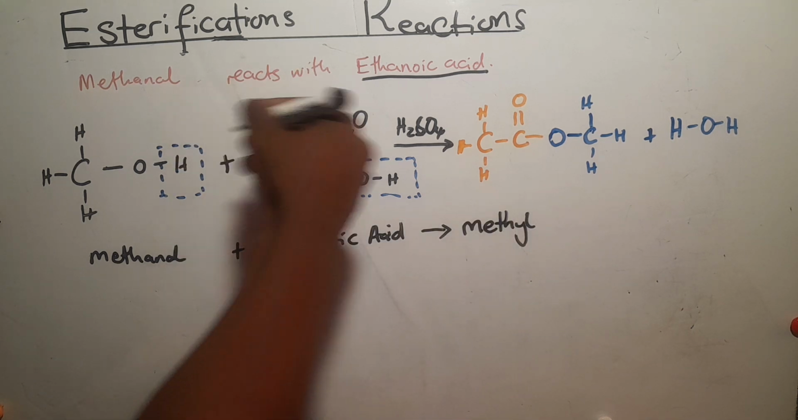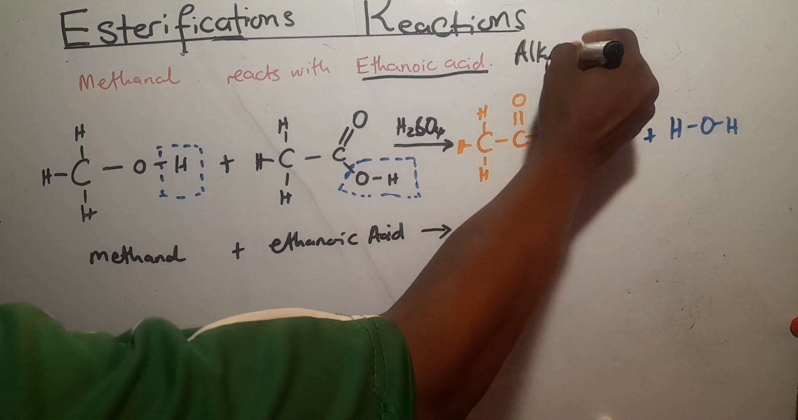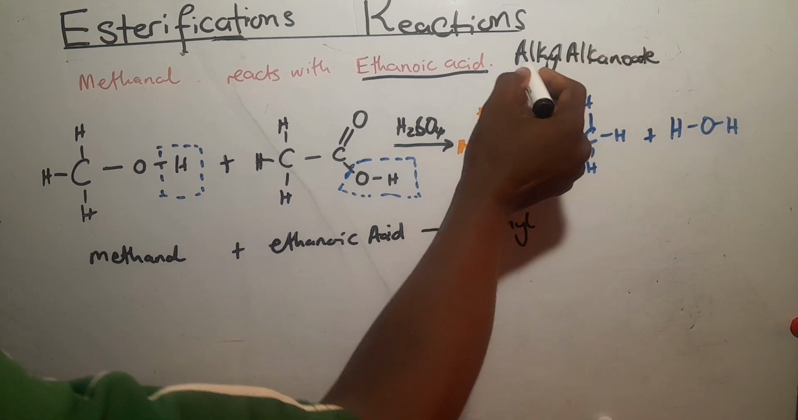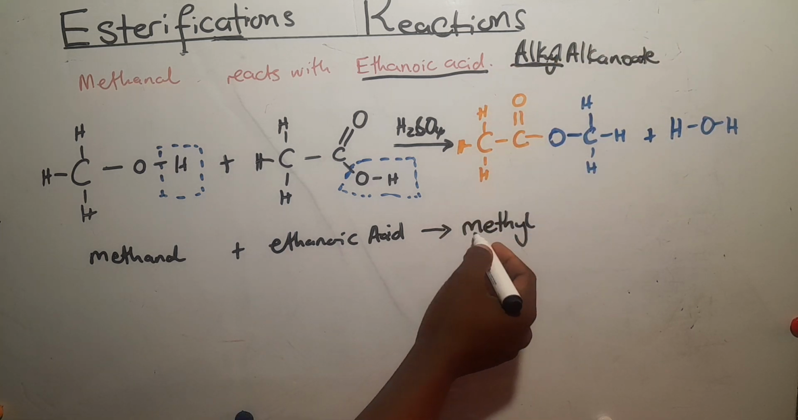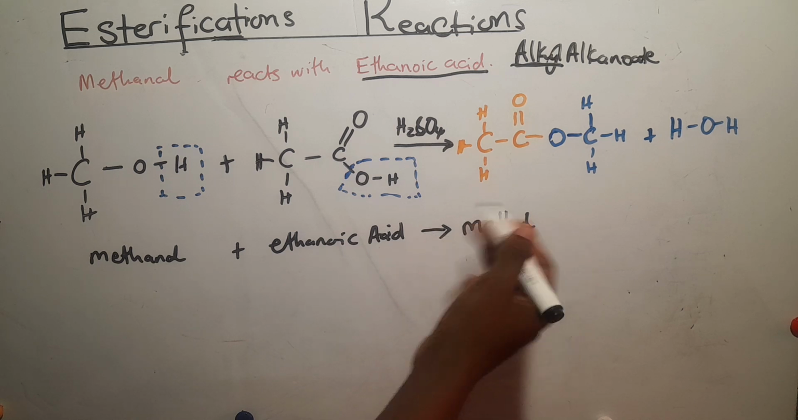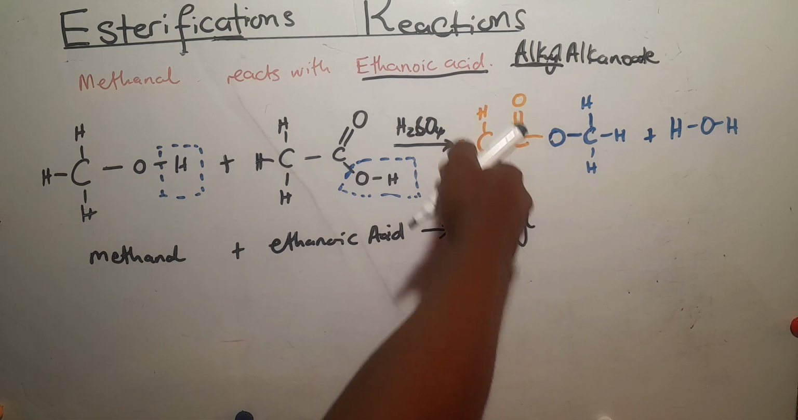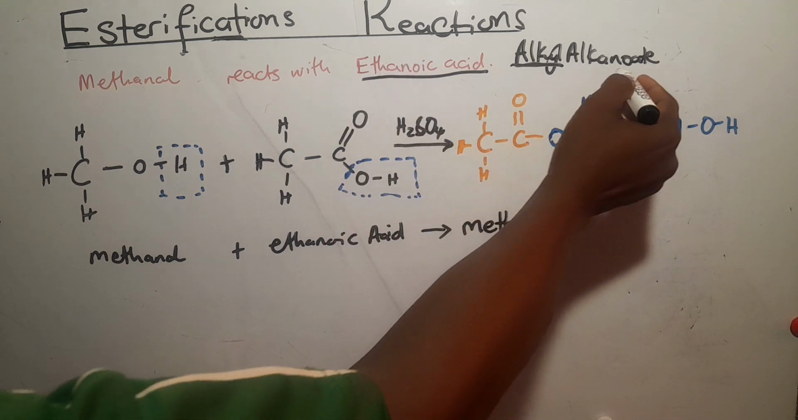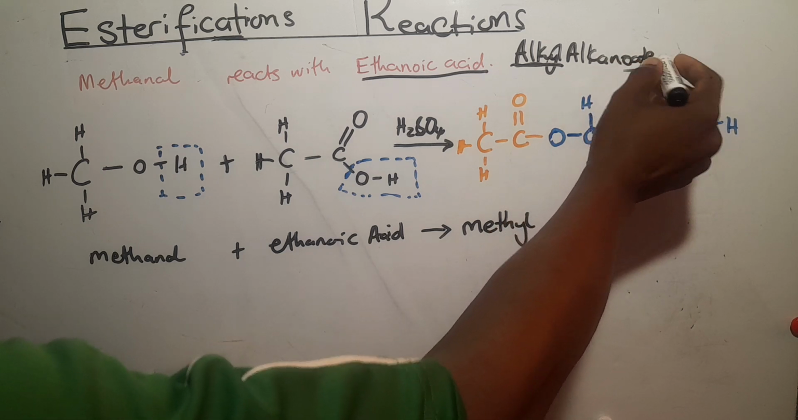Like I said, the name of esters is alkyl alkanoate, right? So the name from the alcohol will be methyl if it is 1 carbon, 2 carbons ethyl, 3 propyl, like that, right? And this one now coming from the carboxylic acid, because it was supposed to be ethanoic acid, so now it will be ethanoate.